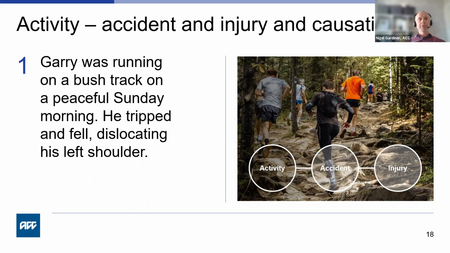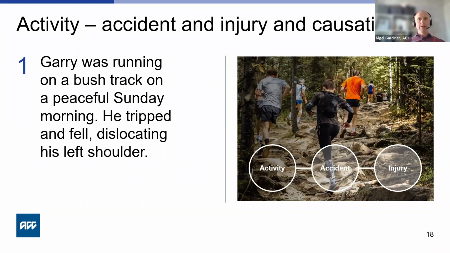So we've got some examples today, just to run through, and they're reasonably straightforward. This is, as Kate said, a high-level overview of ACC in this sense, covering causation. We'll talk a bit about these examples. Now, the first one is Gary.